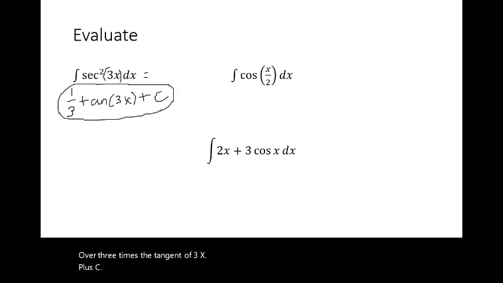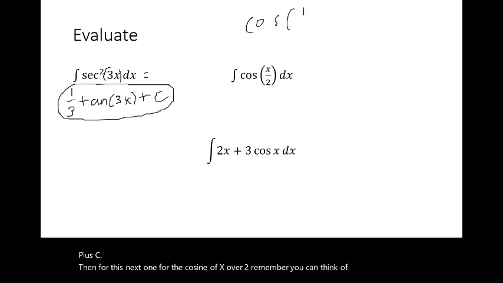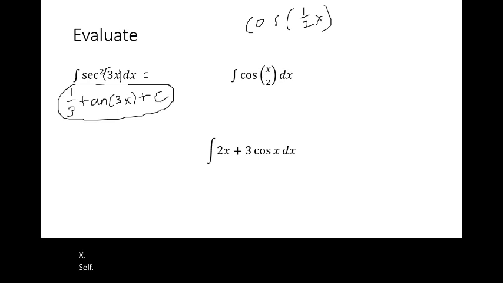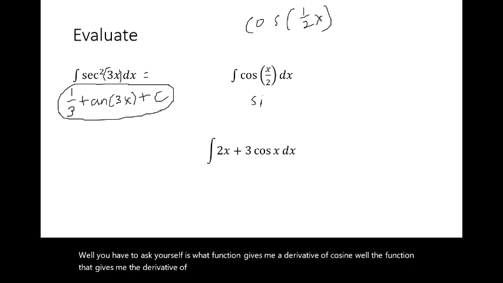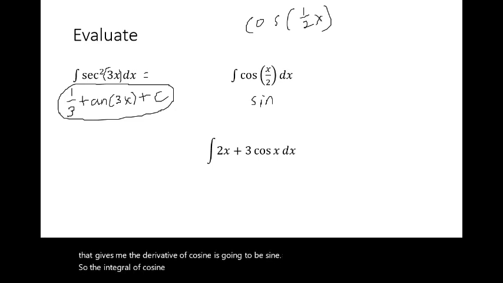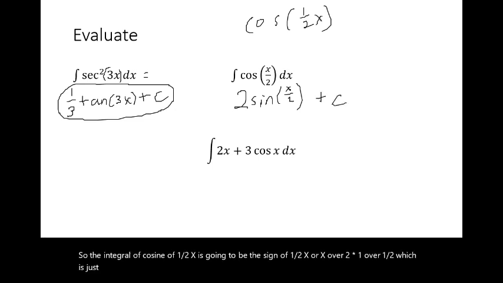Then for this next one, for the cosine of x/2, remember you can think of that x/2 as 1/2 x. So what you have to ask yourself is, what function gives me a derivative of cosine? Well, the function that gives me the derivative of cosine is going to be sine. So the integral of cosine of 1/2 x is going to be the sine of 1/2 x, or x/2, times 1 over 1/2, which is just 2, plus c.